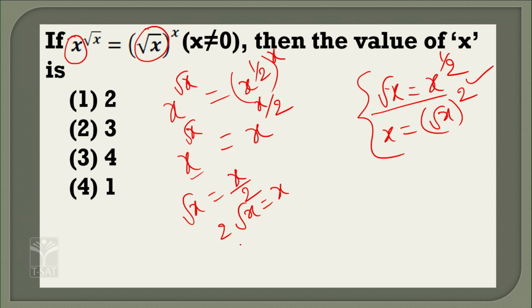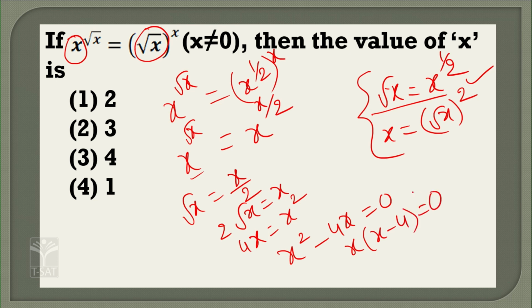Squaring on both sides you get 4x is equal to x square. So if you bring them to one side, x square minus 4x is equal to 0. Take x common, x times x minus 4 is 0. Product of two terms is 0 means either first term 0 or second term 0 or both zeros.